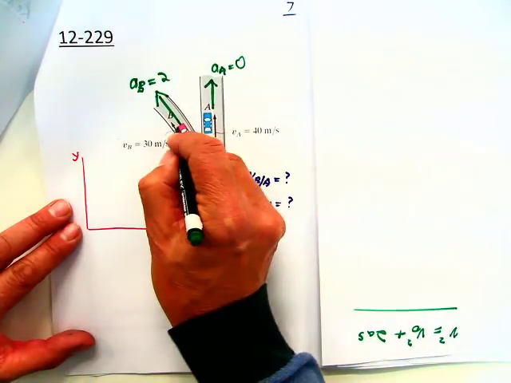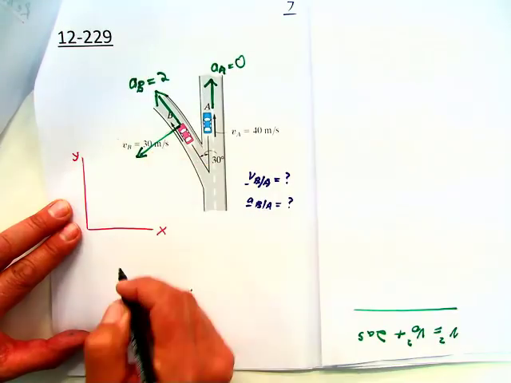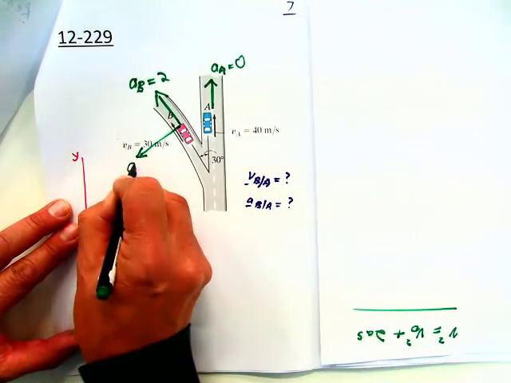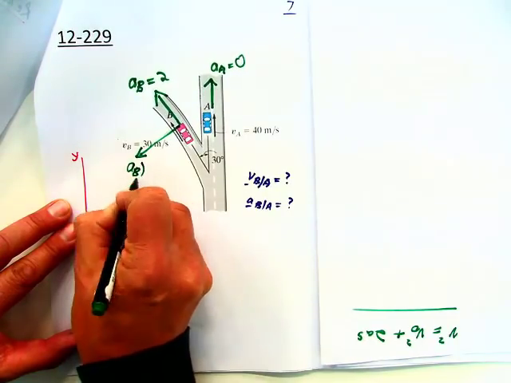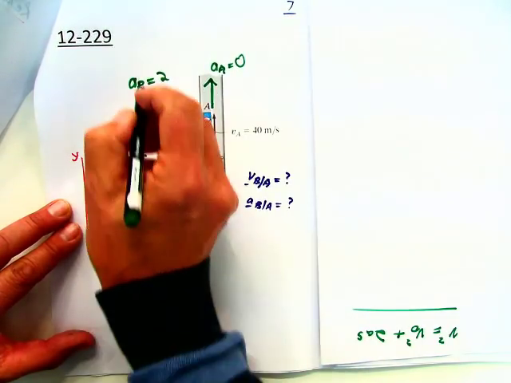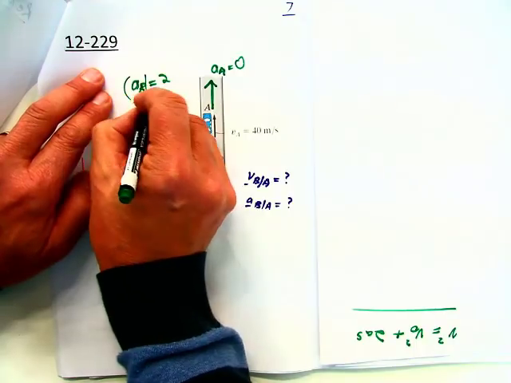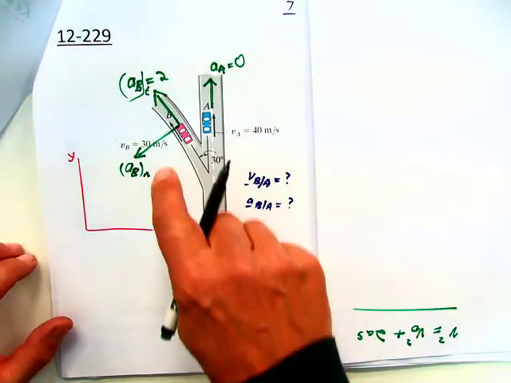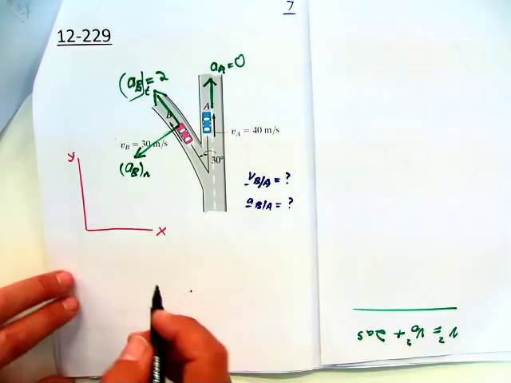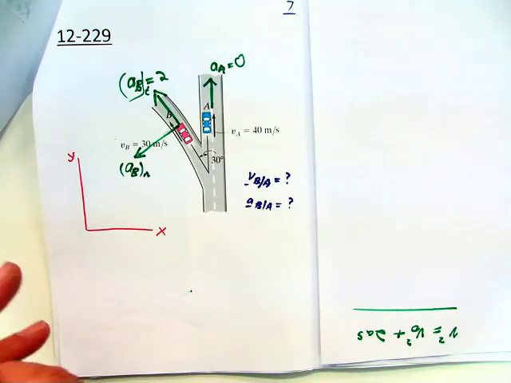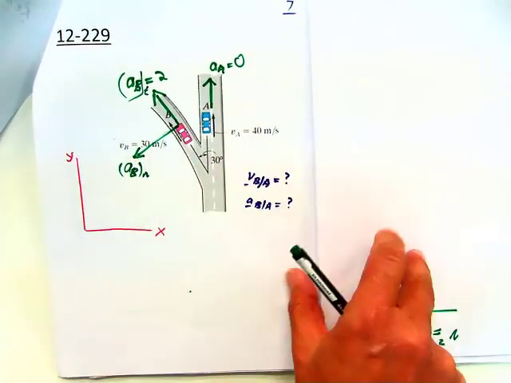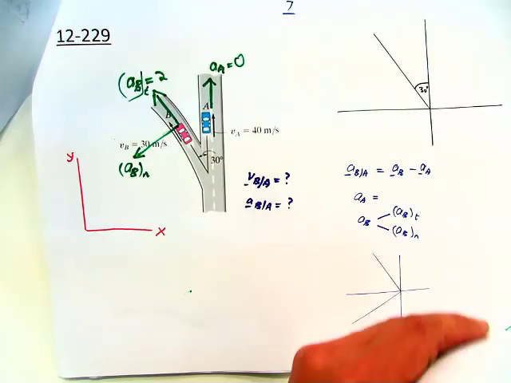But here you also have this normal acceleration. That one there is the tangential acceleration. This one here is the normal acceleration. So that one is actually the tangential component. The normal component, as you know, is the velocity squared divided by the radius of curvature.